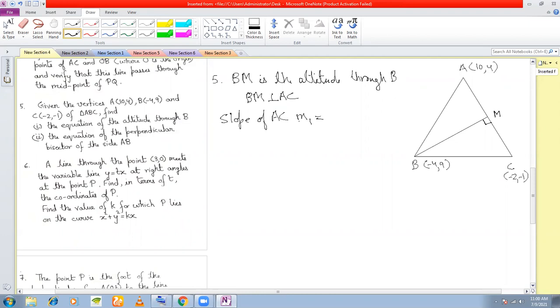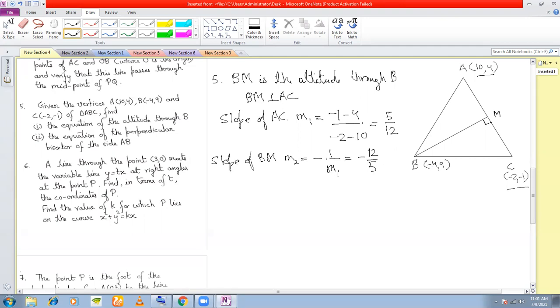What are the points here? x1, y1 and x2, y2, right? What is the formula for slope? (y2 minus y1) by (x2 minus x1). So the slope here is 5 by 12. Okay. So what should be the slope of BM then? Slope of BM, m2, is the negative reciprocal, right? Which is equal to -12 by 5.